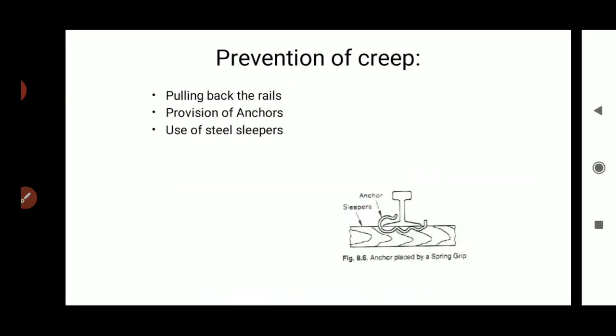The next is prevention of creep. So how will we prevent the creep? The first method is pulling back the rails. If creep is distinctly visible, then the remedy is to pull back the rails to their original position.